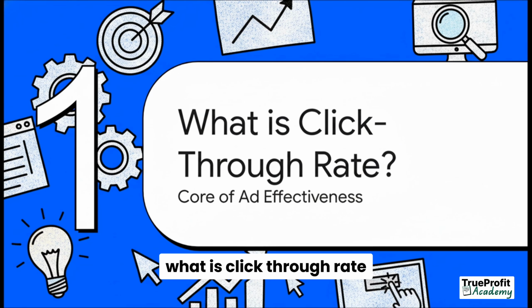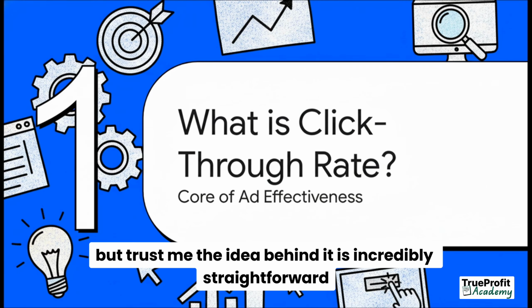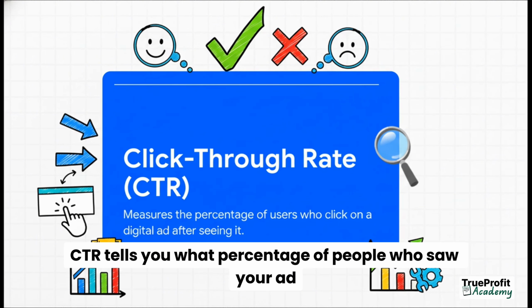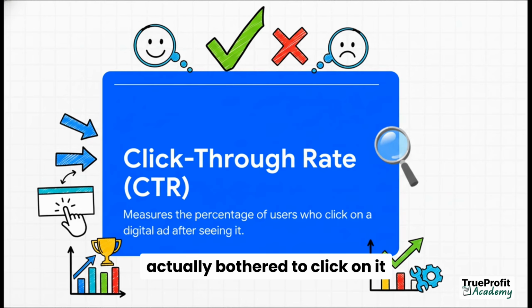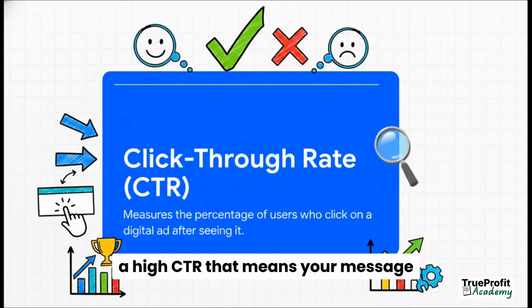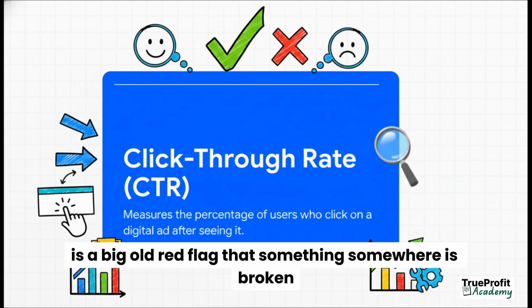So, let's dive in. First things first, let's nail down what we're even talking about here. What is click-through rate? It might sound like some complicated marketing jargon, but trust me, the idea behind it is incredibly straightforward. To put it as simply as possible, CTR tells you what percentage of people who saw your ad actually bothered to click on it. Think of it like a direct grade on how appealing your ad is. A high CTR means your message, your visuals, your targeting, it's all working. A low CTR, on the other hand, is a big old red flag that something, somewhere, is broken.